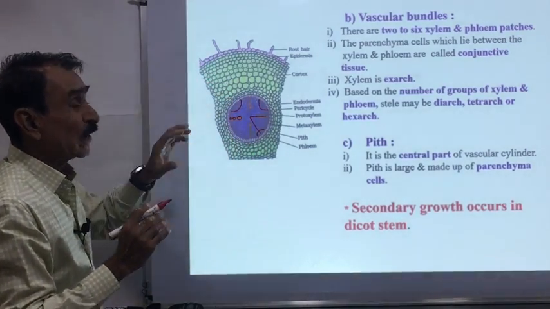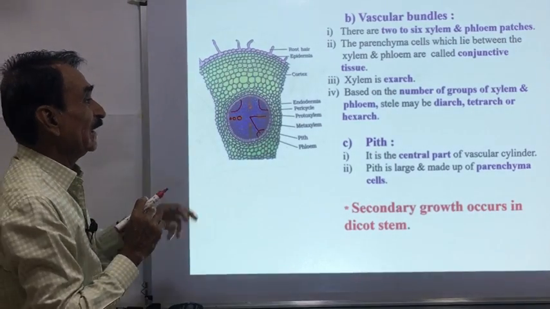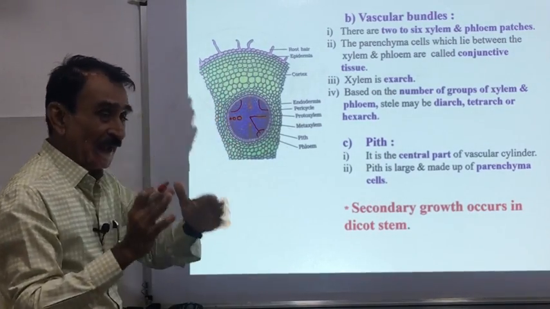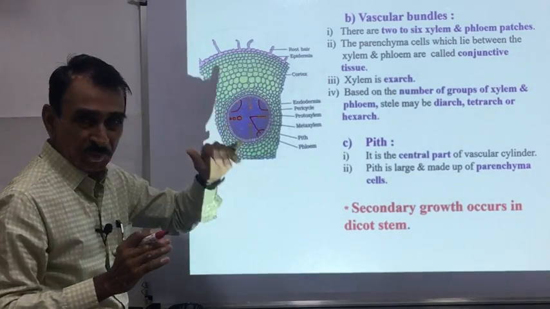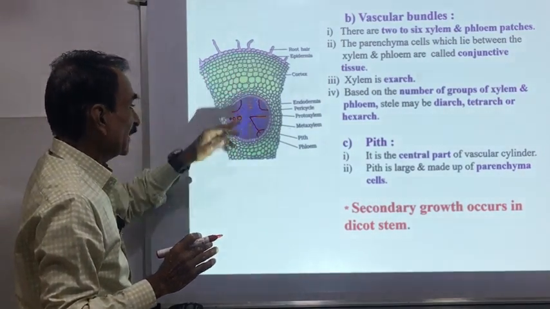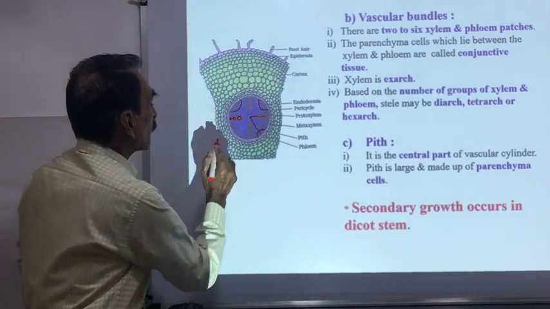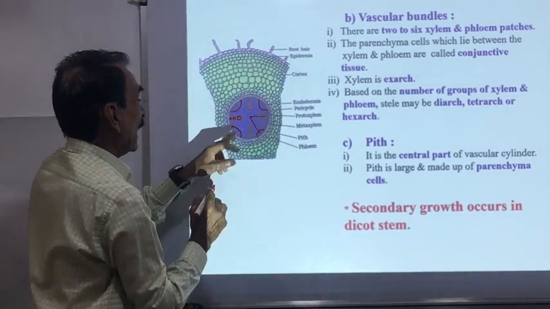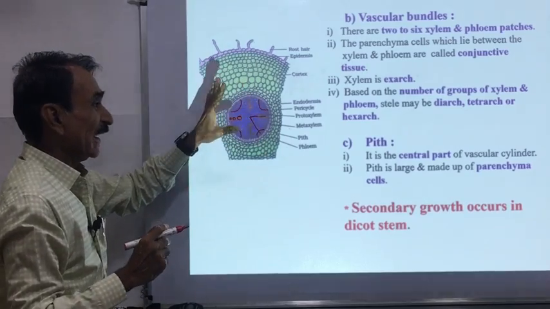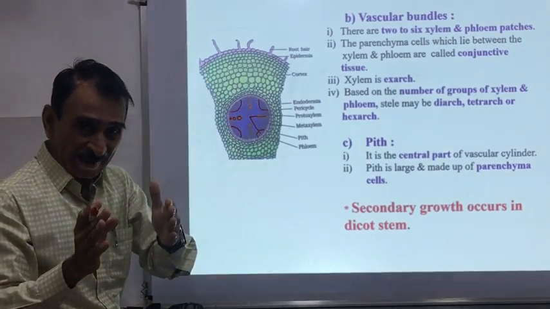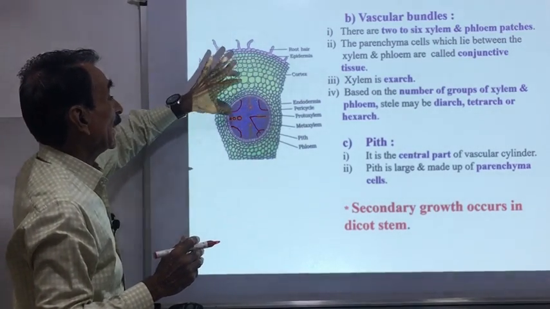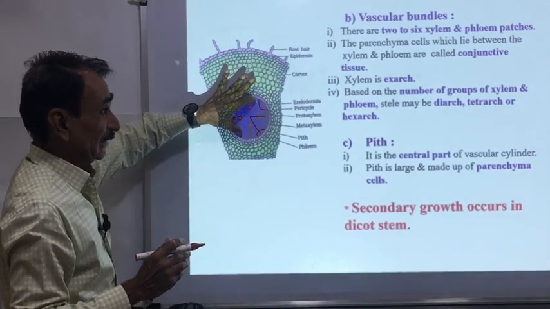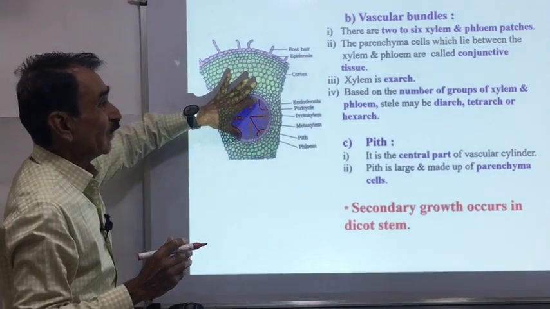Based on the number of groups of xylem and phloem, the stele may be diarch if there are two groups of xylem and two groups of phloem. It may be tetrarch if there are four groups of xylem and four groups of phloem, or hexarch, 6 groups. In vascular bundles, there are two to many xylem and phloem patches.